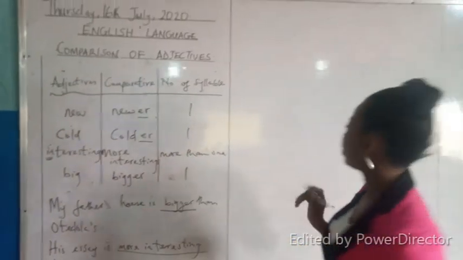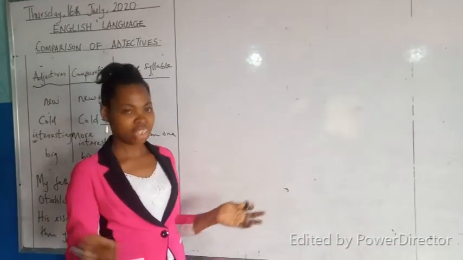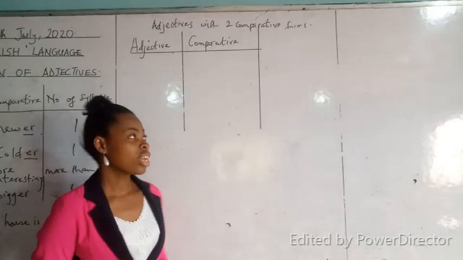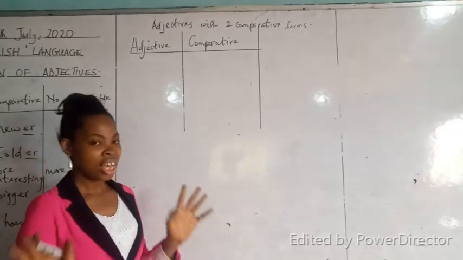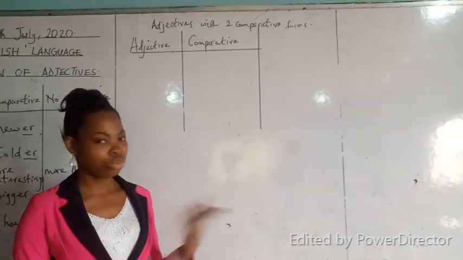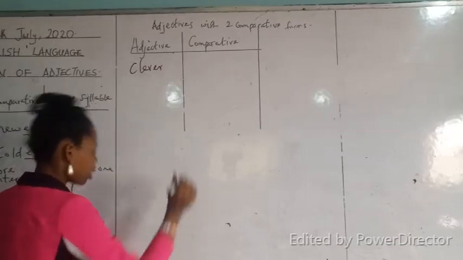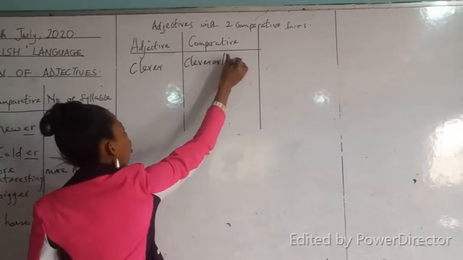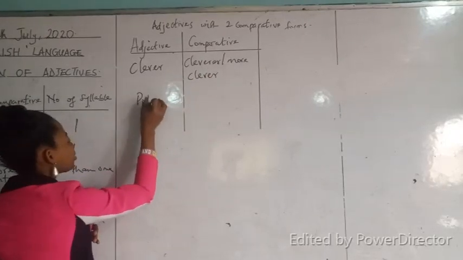Now in this category of adjective, there are two forms of comparison. Okay, so I need you to pay attention as I draw. As I was saying before, there are other forms of adjectives that have two comparative forms. I want you to listen carefully. Sometimes we think that they are wrong, but they are not wrong, they are correct. You can use either of the two. Now, the first one I have is clever.